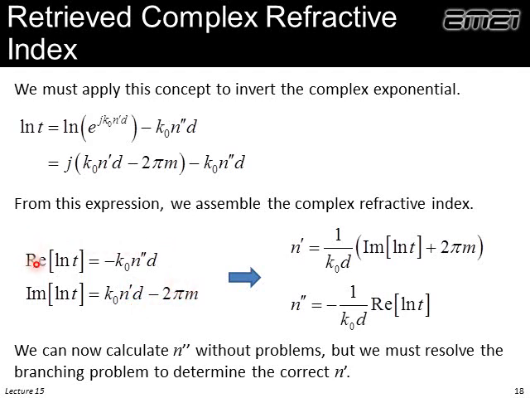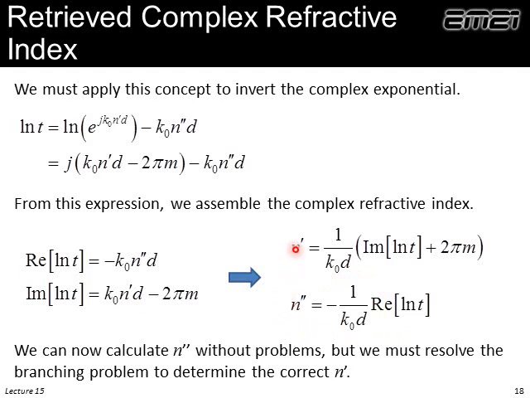This first equation we can use to calculate n double prime. That's the extinction coefficient, or the imaginary part of refractive index. That's down here. So t we know. Remember, we calculated t without ambiguity. We can take its natural log, we can calculate the real part, we can divide by k naught d, and then take a negative sign. So there's no problems finding n double prime.